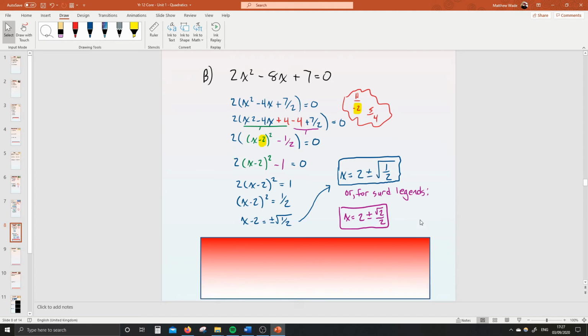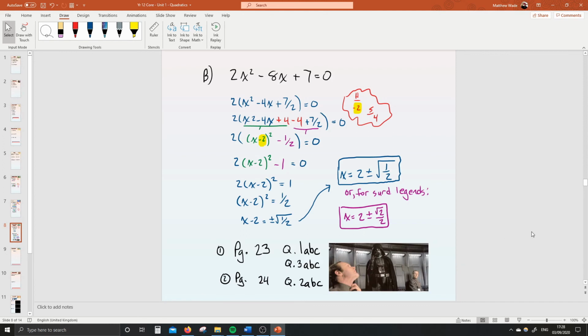Here's what I'm going to get you to do then for the remainder of this lesson and for your homework as well, which will be on Tuesday. In your blue textbook, I want you to do page 23, question 1, ABC, question 3, ABC, and then on page 24, question 2, ABC.